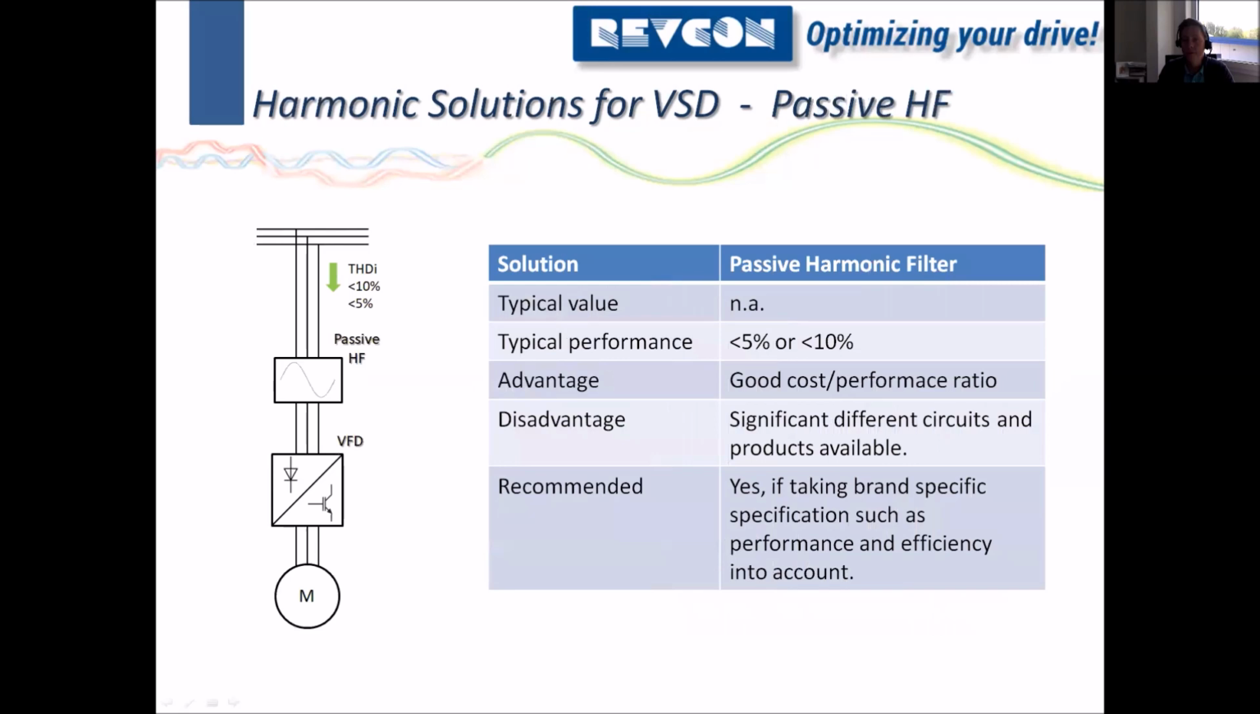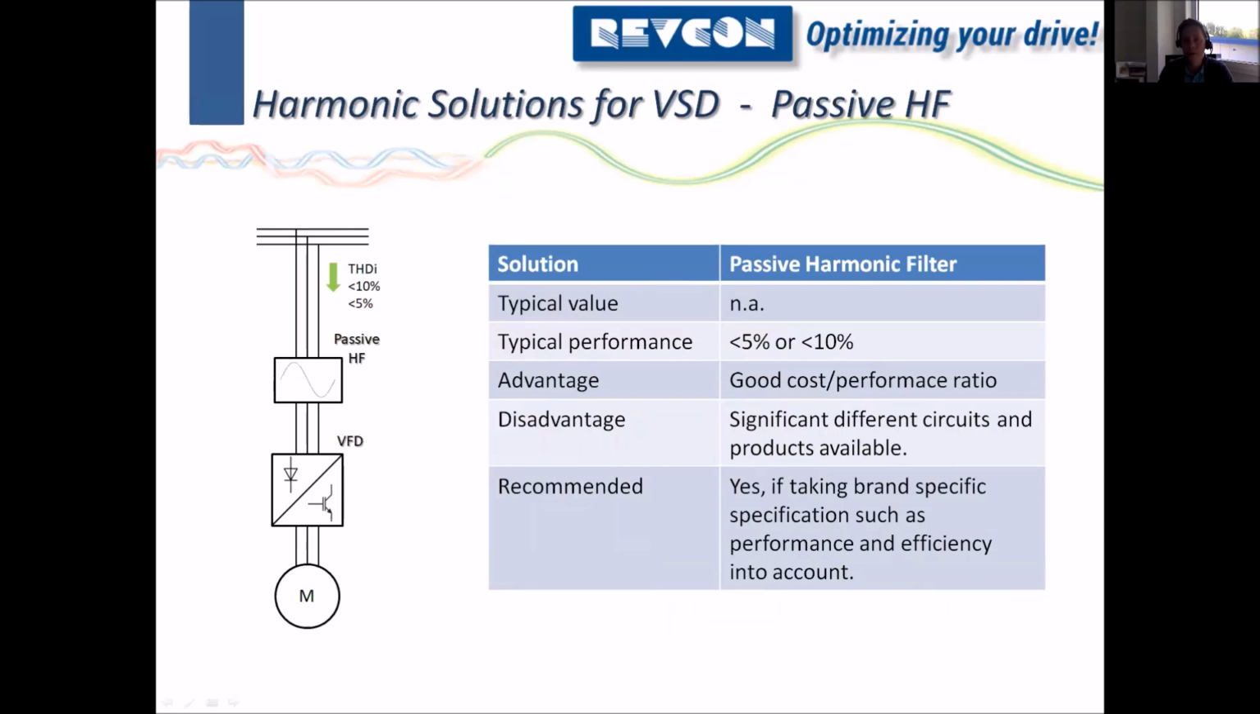Okay, so the next solution would be a passive harmonic filter. Basically, you can say typical performance is below 5% or below 10%. That's typical, or below 8%. That's our newest range of the third generation. You will typically get a quite good cost-performance ratio. To be fair, we need to separate.